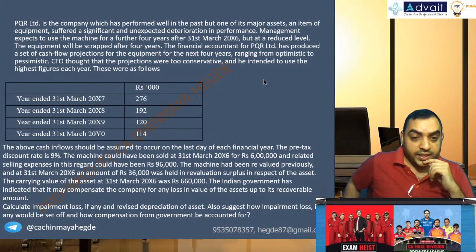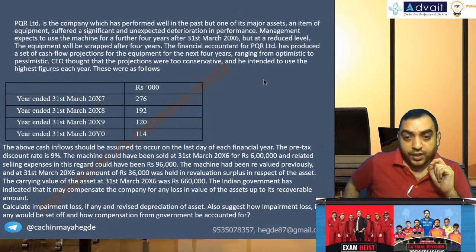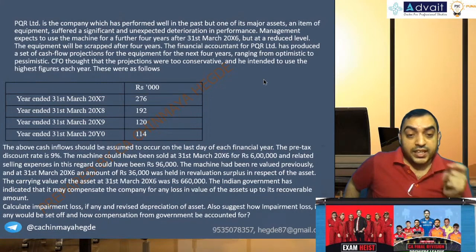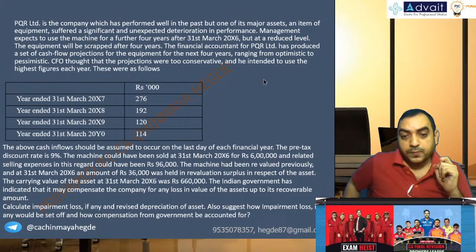The pre-tax discounting rate is 9%. The machine could have been sold on 31st March 2006 for 6 lakh, and the relevant selling expense in this regard could have been 96,000. The machine had been revalued previously on 31st March 2006, and an amount of 36,000 was held in revaluation surplus on the asset. The carrying value of the asset was 6 lakh 60.